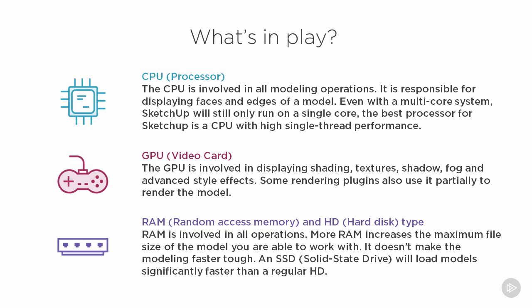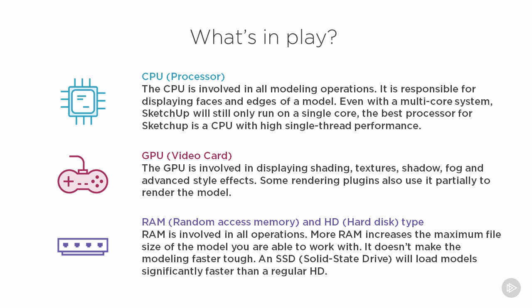Alright, so the next part involved is RAM, random access memory, and HD type, hard disk type. RAM is involved in all operations. More RAM increases the maximum file size of the model you're able to work with. When you open a model inside of SketchUp, SketchUp stores as much of that model as possible in your RAM. What it means is that if you have more RAM, your loading times are going to be decreased and your action times on heavy models are going to be decreased inside of SketchUp.